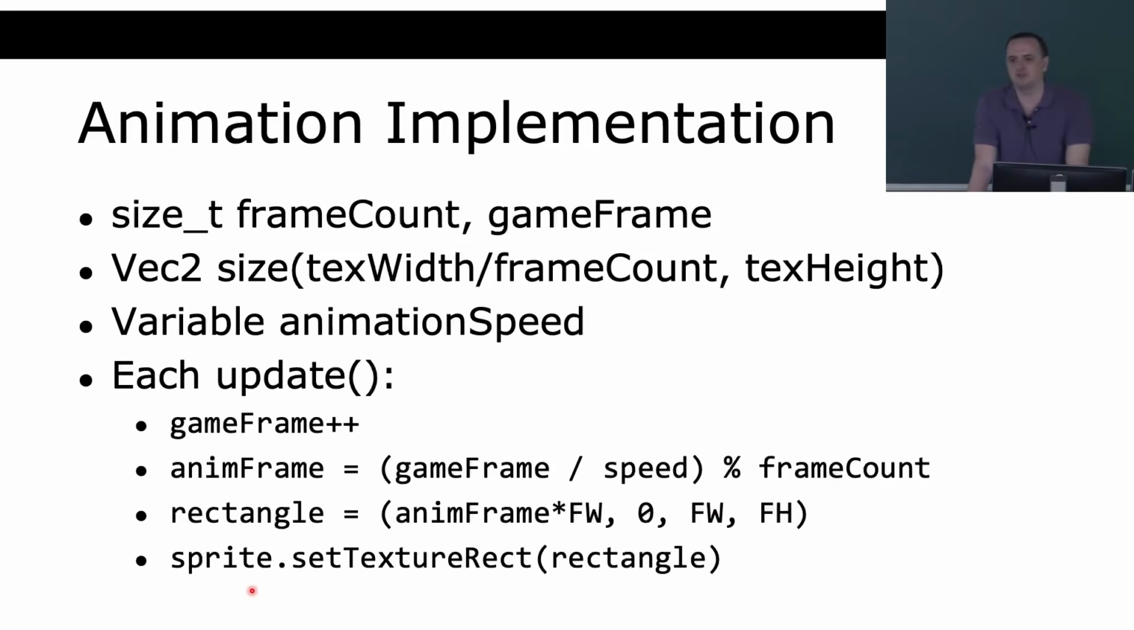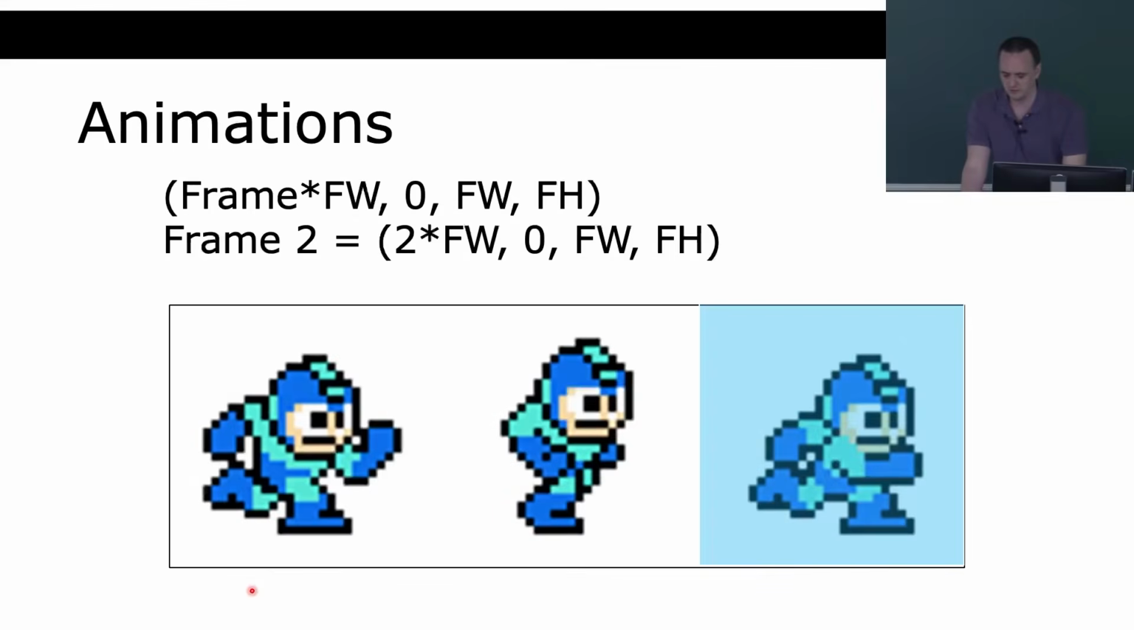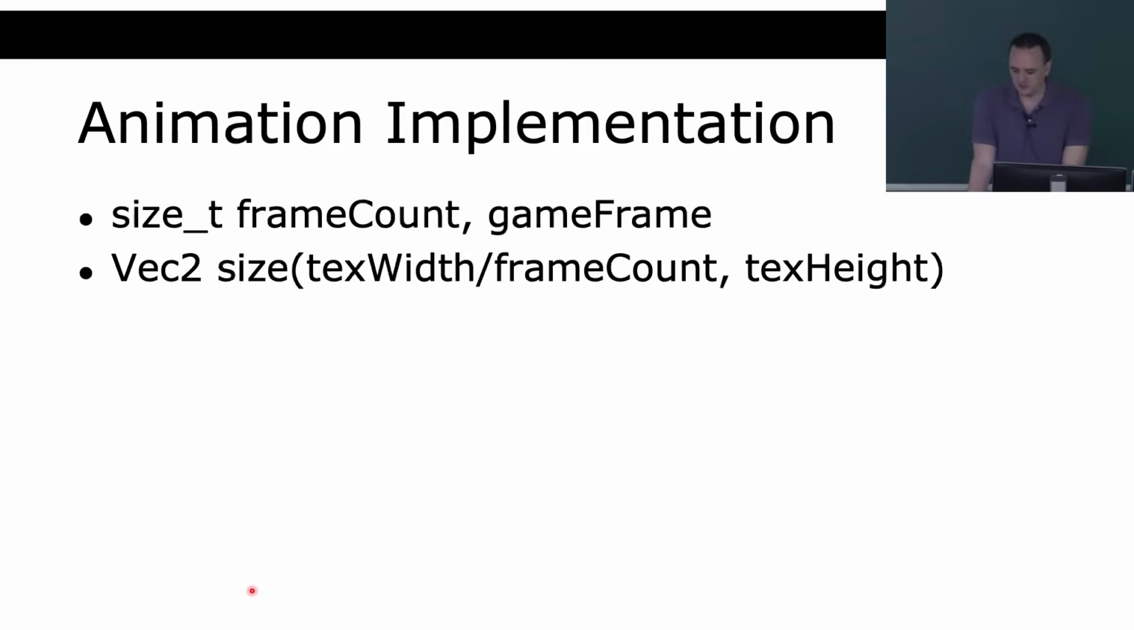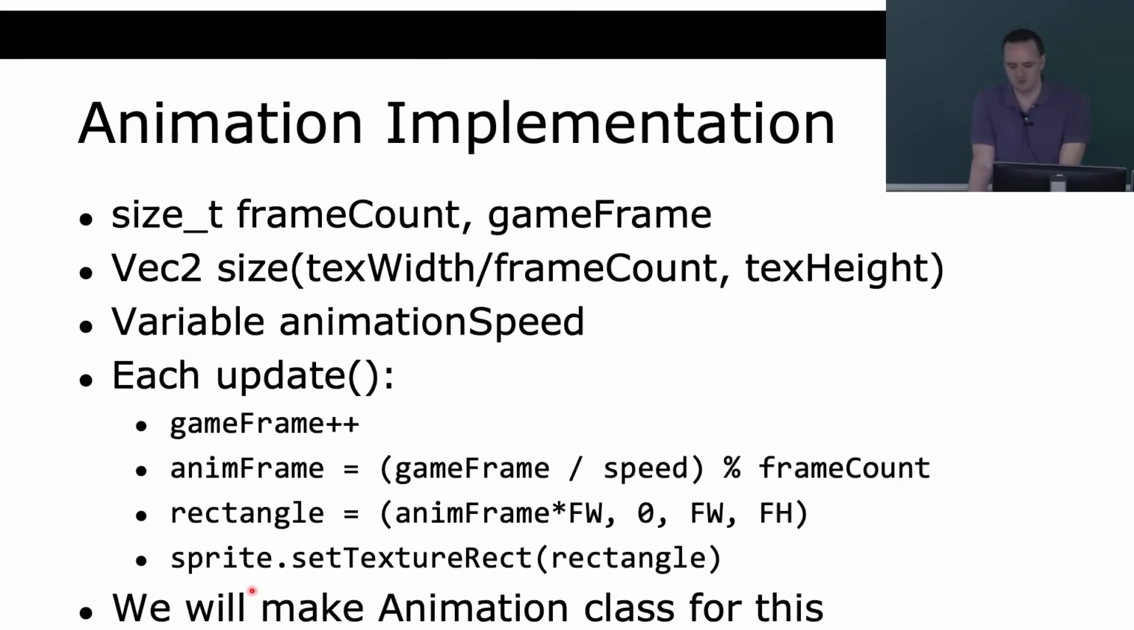And then all we have to do is take that sprite that's already pointing to this animation or this texture and set the rectangle that we want to draw. And then on the next frame, you're drawing the sprite of the animation, and it will look as if it is animating for you. So this is just one way to implement this, but it's going to work pretty well.